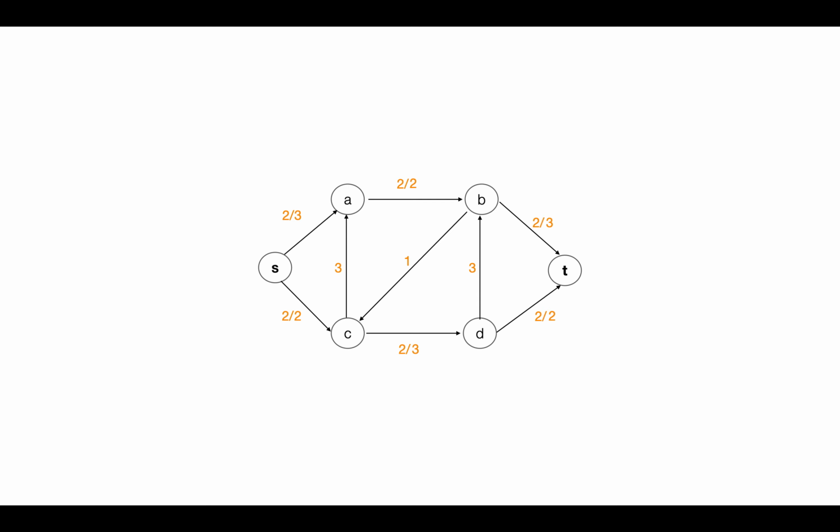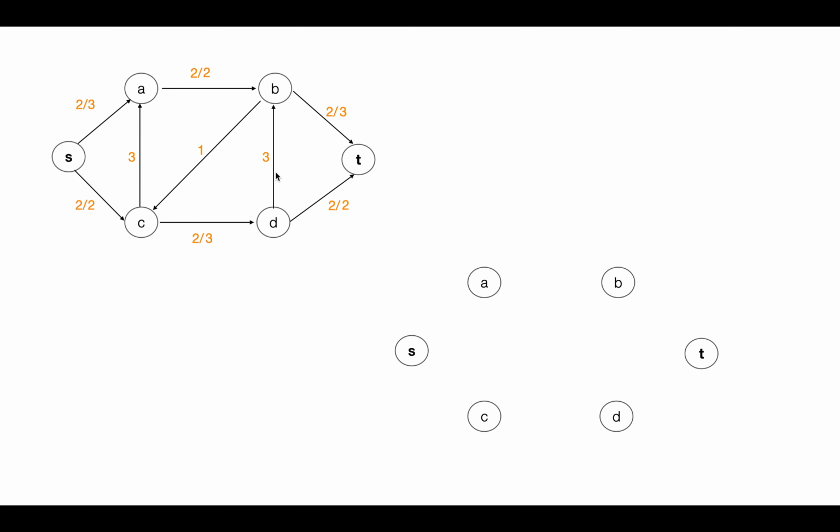See this graph. To draw its residual graph, first we take all the vertices that we have in the original graph. Now let's draw the edges. Let's start with SA. In the original graph, the flow in this edge is 2 and the capacity is 3. So this edge is capable of passing one more unit of water from S to A. So its residual capacity is 1.